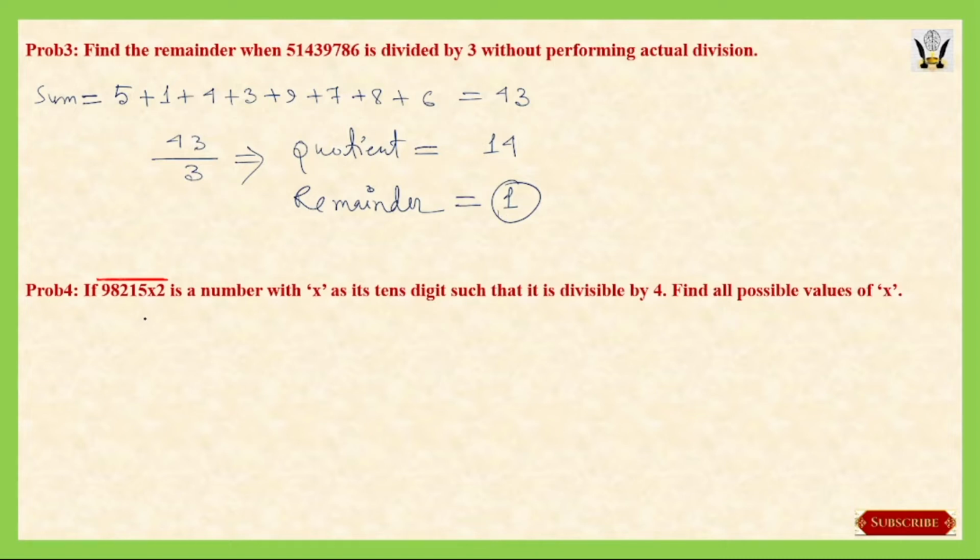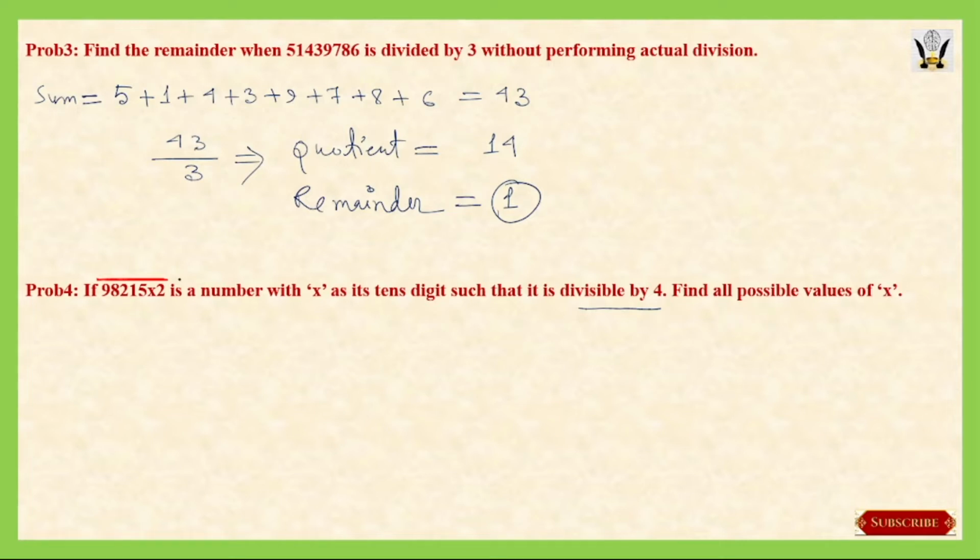Now the next problem sum says that a number is given but all the digits are not mentioned. Here the digit in the tens place is represented by x. The real value is not known, but the number is completely divisible by 4, and we have to find all the possible values of x. Before solving this type of problem, we have to know the rule of divisibility by 4, which we have already learned in one of our earlier classes.